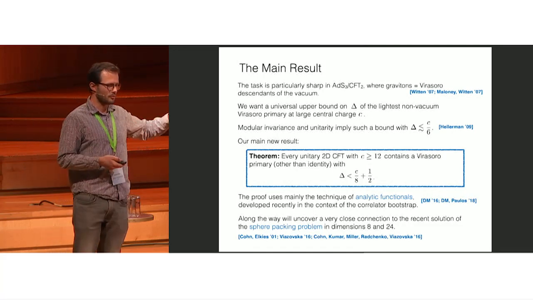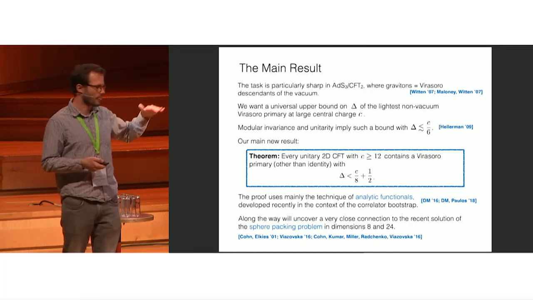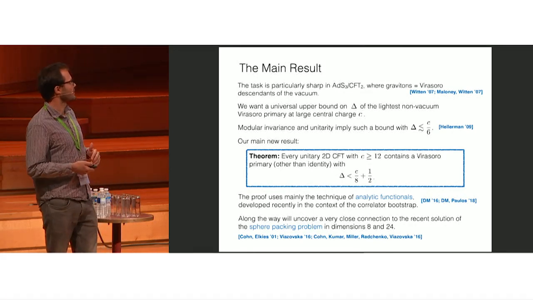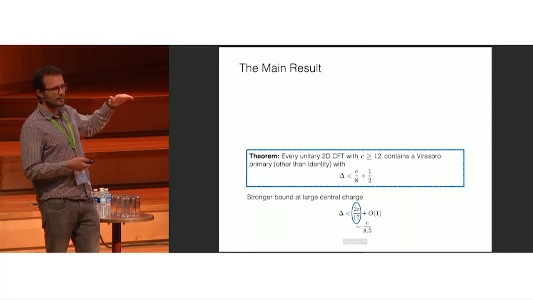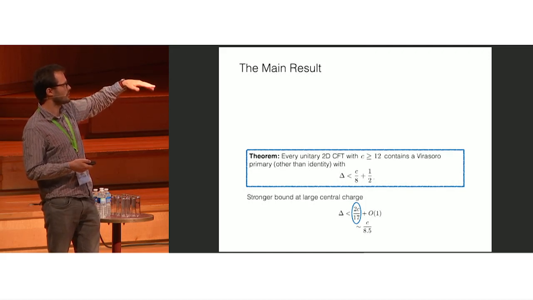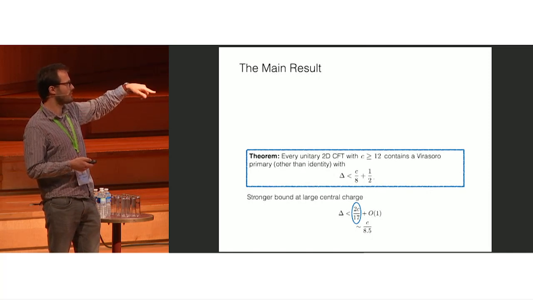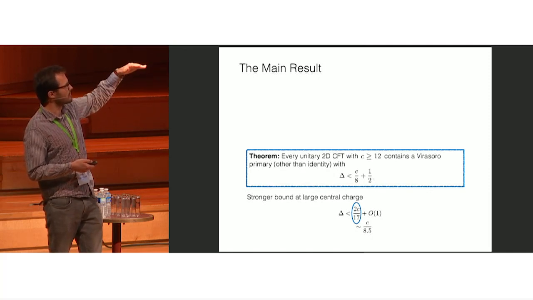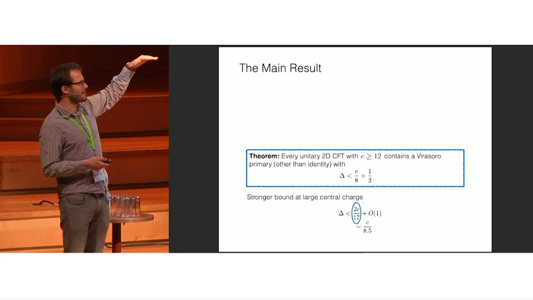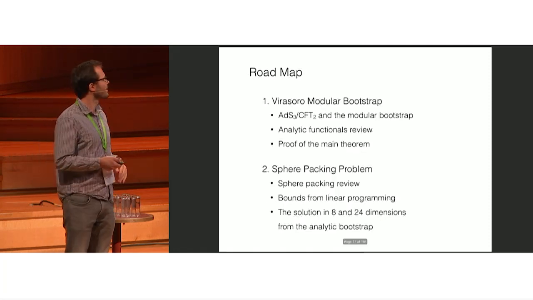So really, you can use these functionals to reproduce Viazovska's proof of the solution of the sphere packing problem. Now, I should also say that in our paper with Rastelli and Hartman, we actually proved a better bound, which at large c goes like c over 8.5 rather than c over 8, but it's much easier to explain the c over 8, so I'll focus on that in this talk.